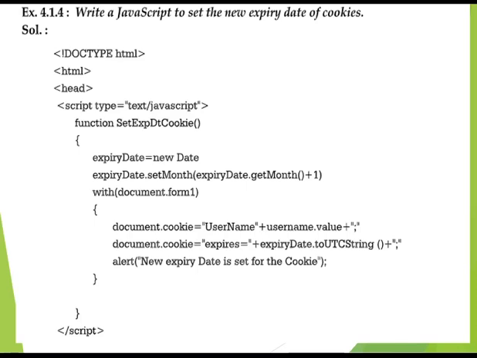Then now we are going to set the expiry. So document.cookie is equal to expires equals plus expiryDate.toUTCString. It will convert the expiry date into a string and send it to the cookie. Then an alert will be displayed that the new expiry date is set. So this is how it works.